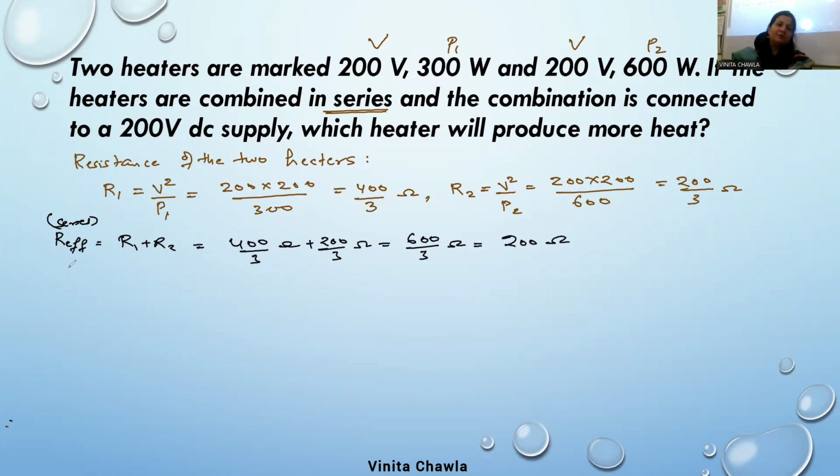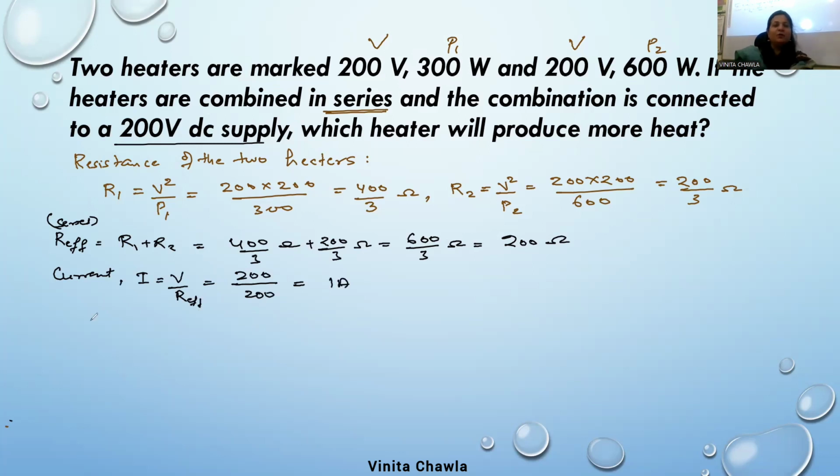We can find current because we know the supply, no? It's 200 volt DC supply. Current is V by R effective. So V is 200 upon 200. Current is 1 ampere.